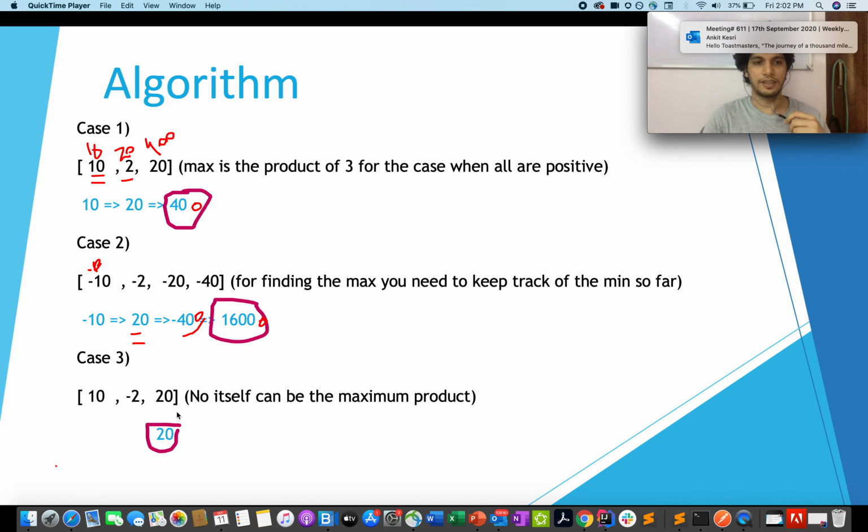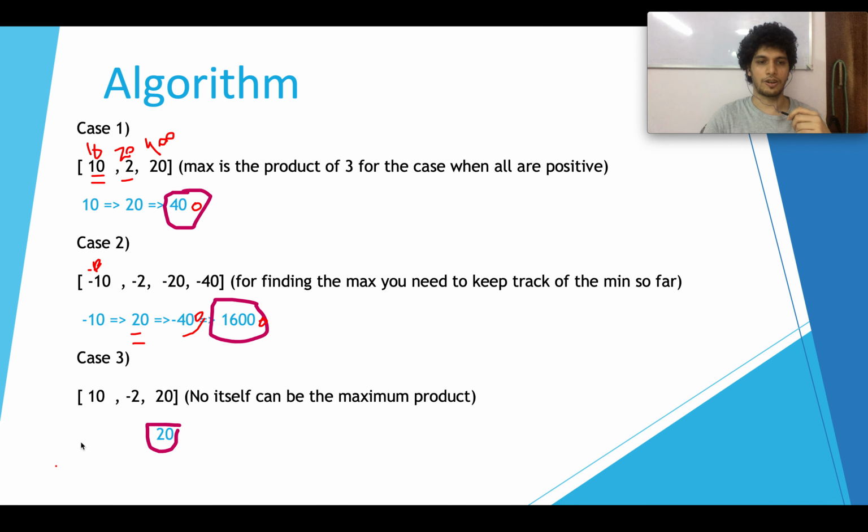So let's talk about case 3 now. In case 3, we have 10, minus 2, and 20. Note in this case, the value of the current node acts as one of the answers to your maximum product question. So how? Let's talk about this. It's 10. 10 into minus 2 is minus 20. Since it's negative in nature, it won't be a contender. If you multiply it with 20, then it will be minus 400, and hence it's gone. It's a lower value. Hence, you need to also consider the value itself at that node to be one of the possible contenders.